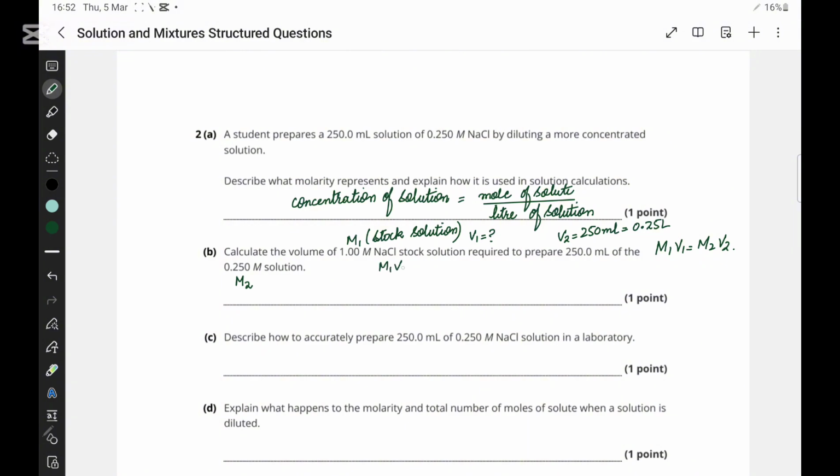So M1V1 is equal to M2V2. V1 is equal to M2V2 divided by M1. M2 is 0.250, V2 is 0.25, divided by M1, which is 1. So the answer comes out to be 0.0625 liter, and we convert it into milliliter by multiplying by 1000. So the answer comes out to be 62.5 milliliter.